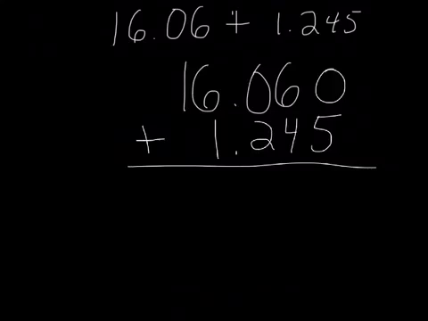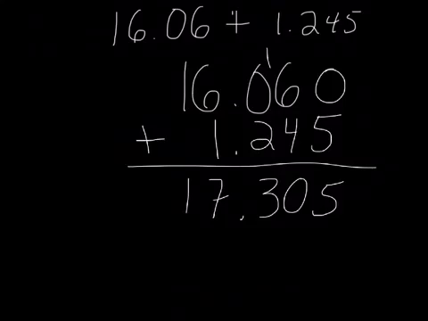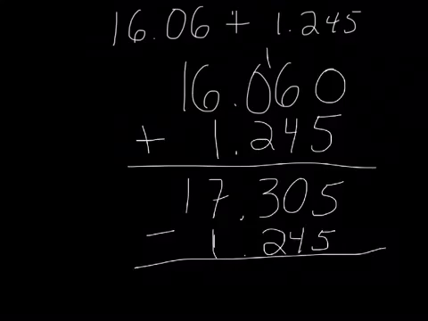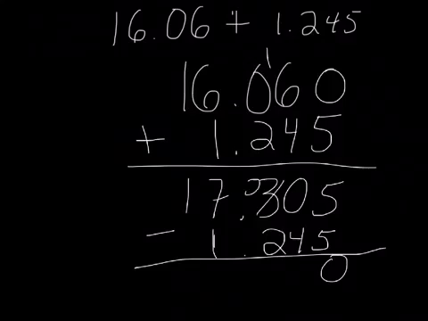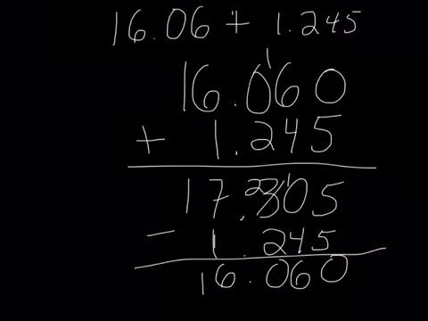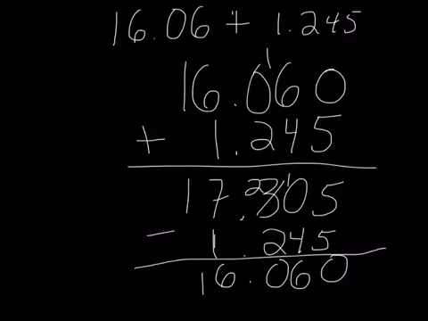And then I can go ahead and add. 0 plus 5 is 5. 6 plus 4 is 10. Carry the 1. There we go. And I can check it using inverse operations. Yep, this matches. So I know that 17 and 305 thousandths is indeed the correct answer.